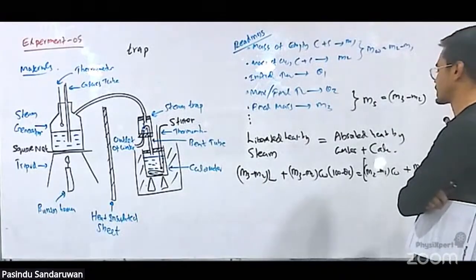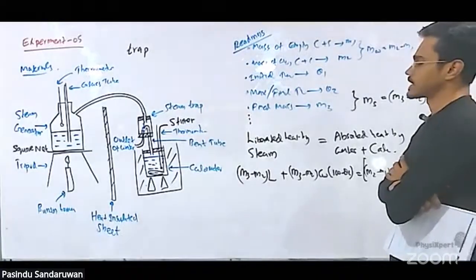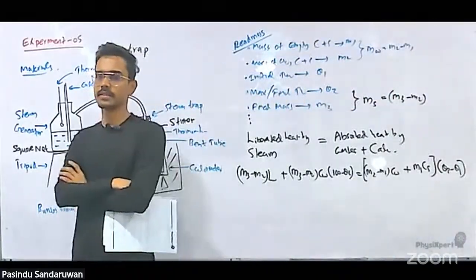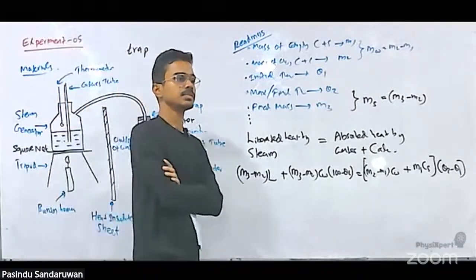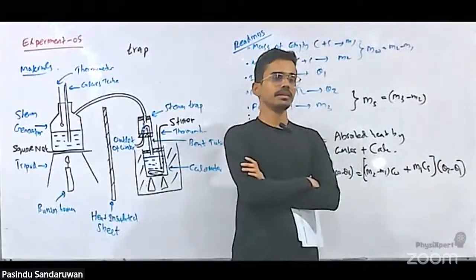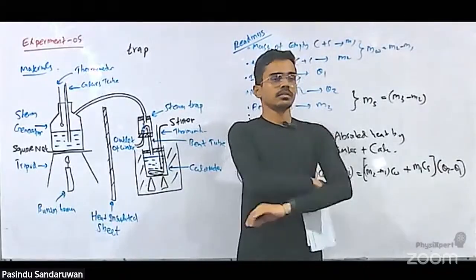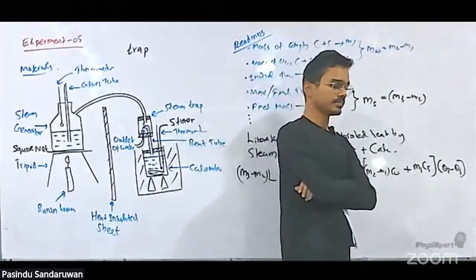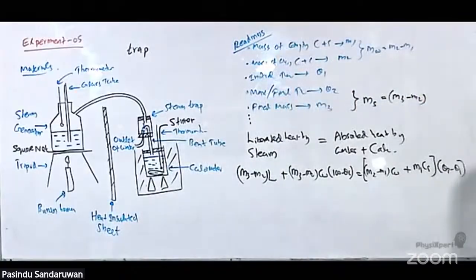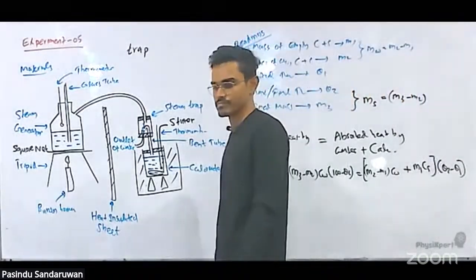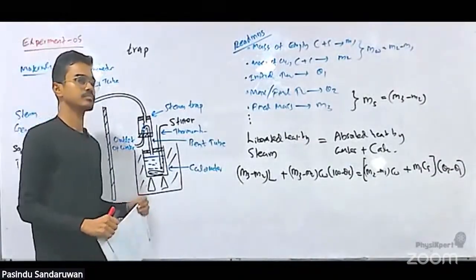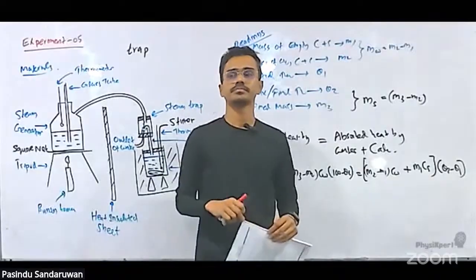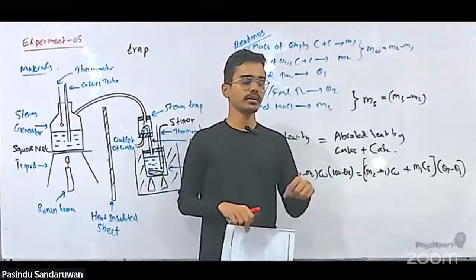Now you have seen the readings, so mention the calculations. Write down the method. First point: measure the mass of empty calorimeter with stirrer. Right. Next point.